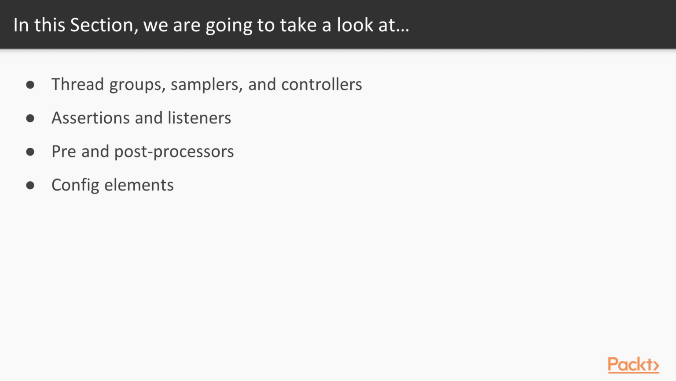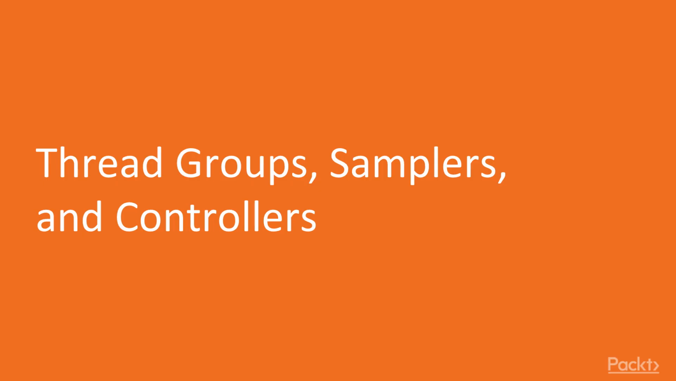We will start from the core: thread groups, samplers, and controllers. Afterwards, move on to listeners and assertions. They help us to understand what is going on during test execution and to make some automatic checks. At the end of the section, let's have a look at elements that are frequently used to parameterize scenarios. Now we start with thread groups, samplers, and controllers.